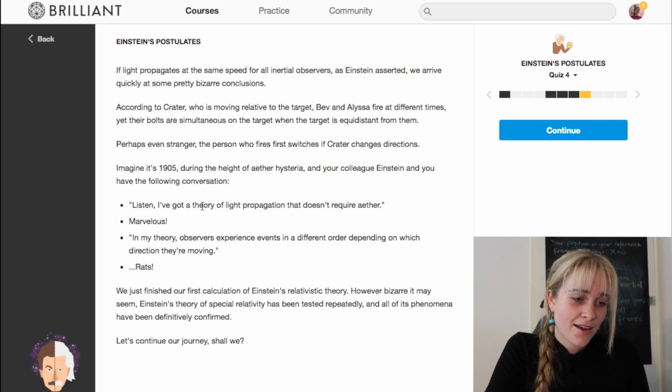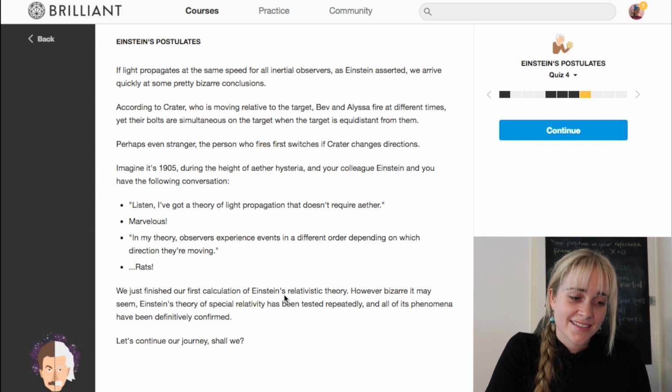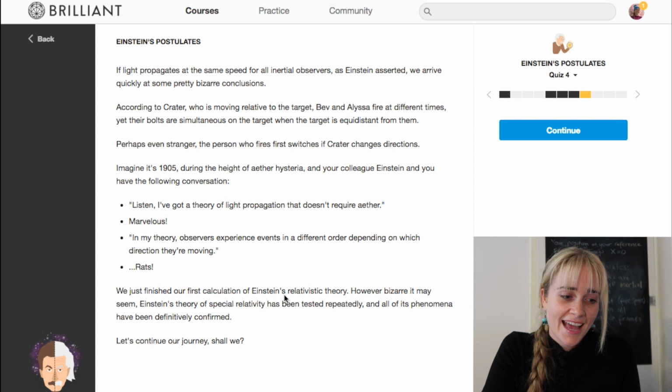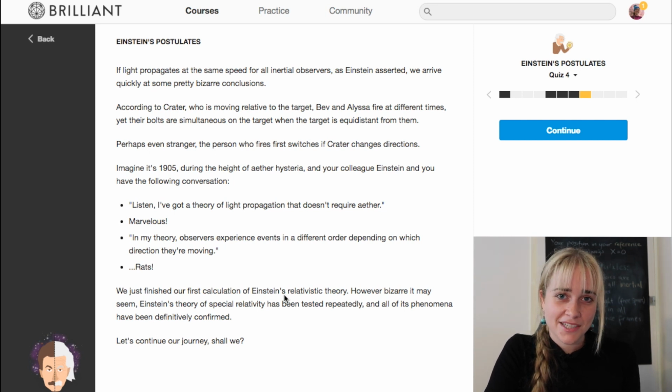So especially at the time when Einstein came up with this, the idea that observers experience events in a different order depending on which direction they're moving seems quite absurd. But you know, these calculations of Einstein's theory of special relativity have actually been tested and repeated, and all of it seems to stack up. So these things are true, but there are some very counterintuitive aspects to learning about special relativity.